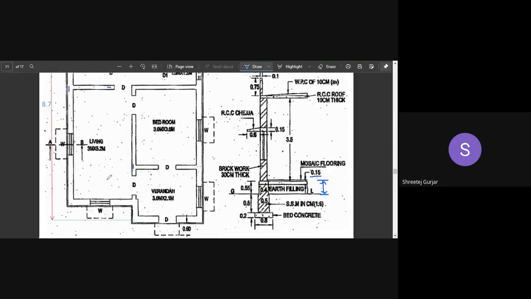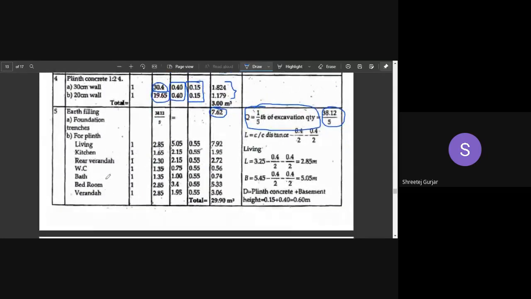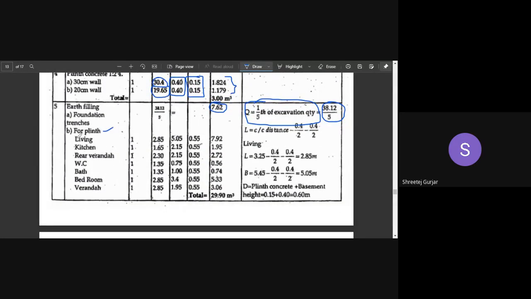So let us just look into how we calculate the areas, okay? I've told you for plinth, I've shown you. So we have to calculate for each of the room areas separately: living room, kitchen room, rear veranda, water closet, bath, bedroom, and veranda. These are the rooms of my building, and I have to calculate the areas separately for each of these rooms. And I've told you the height. You can see the height is 0.55 everywhere. 0.55 is the height that I need to fill. So this is the same everywhere, but I need to calculate the areas of each of these rooms.